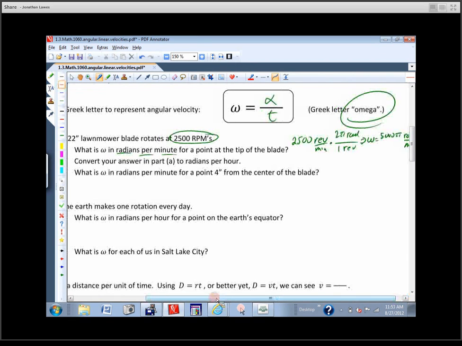Next part of the question is, convert your answer in part A to radians per hour. So we had 5,000 pi radians per minute. I want to know how many radians per hour that is. So we'll convert that. What do I want to cancel off? I want to cancel off minutes, so I'm going to put minutes on the top. I want hours on the bottom. So all I have to do is put something there where those two things are equal. 60 minutes is 1 hour. So this is going to be 30,000 pi radians per hour.